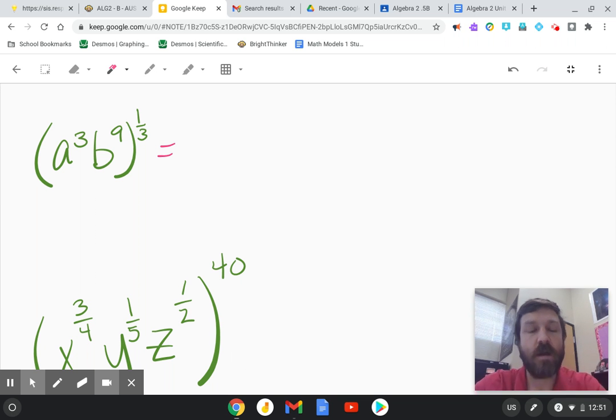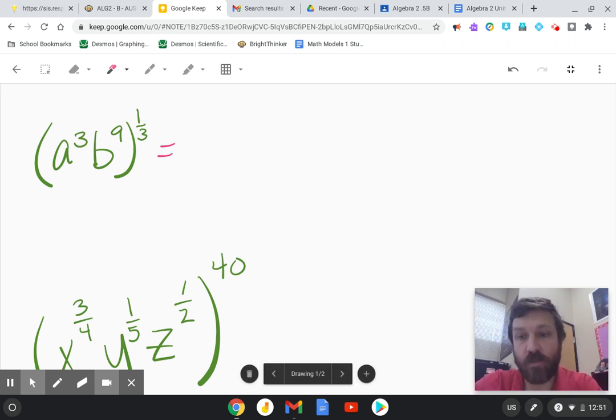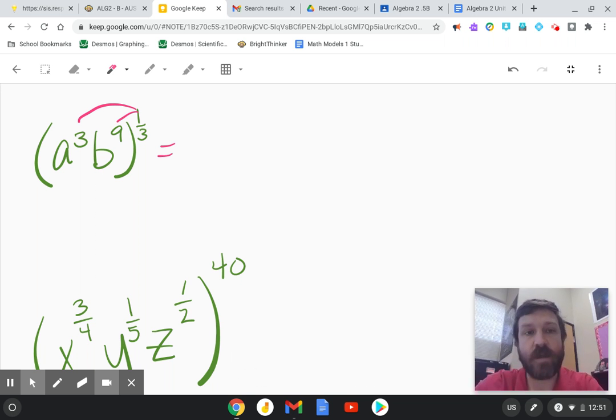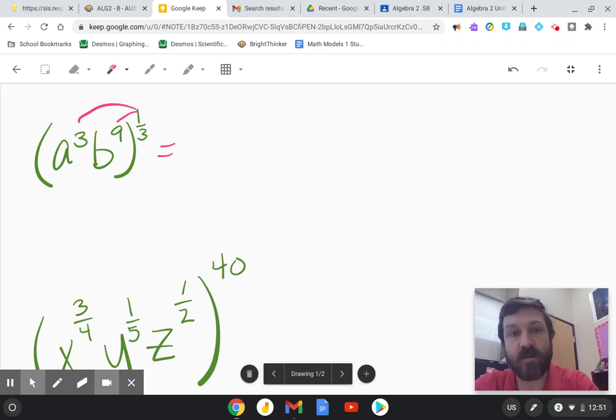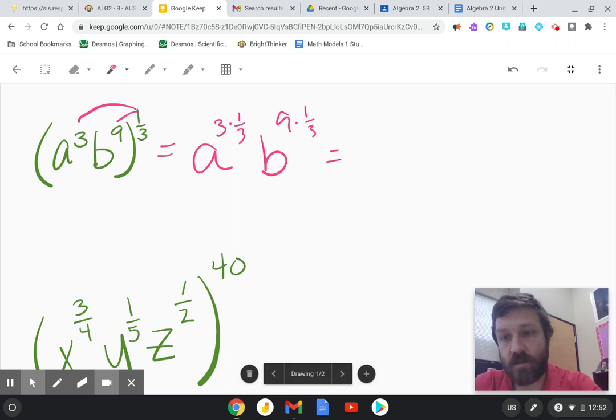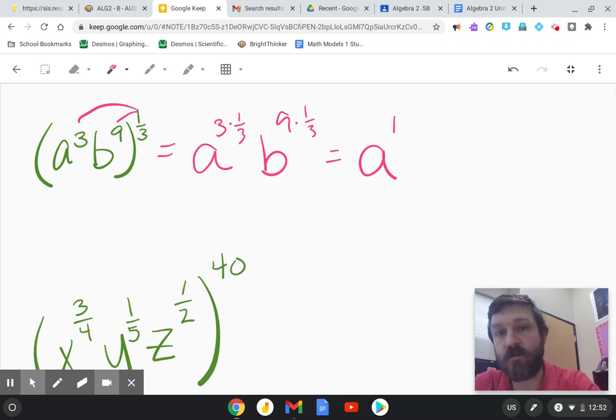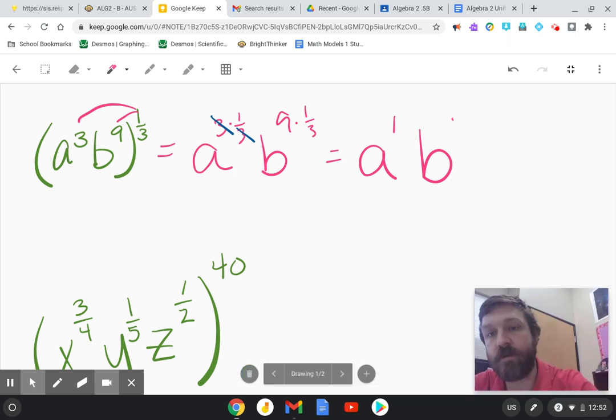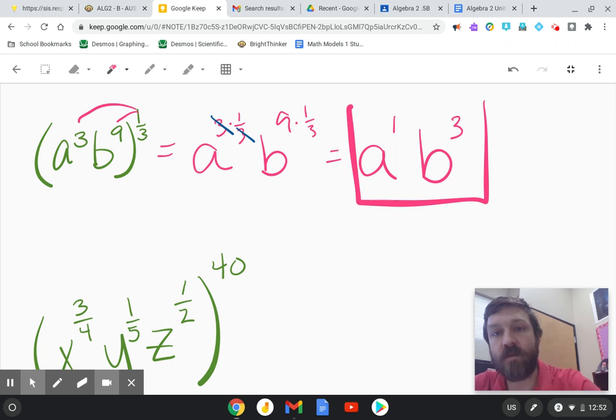So looking here, I have a to the 3rd, b to the 9th, all raised to 1/3. Now remember, in exponents, when numbers are being multiplied and raised to an exponent, I basically distribute that exponent to both. So really I could write this as a to the 3 times 1/3, b to the 9 times 1/3. Obviously, I could continue simplifying. That would be a to the 1st because the 3's are going to cancel. And then b to the 9 over 3, which is 3. And so this would be the final answer.